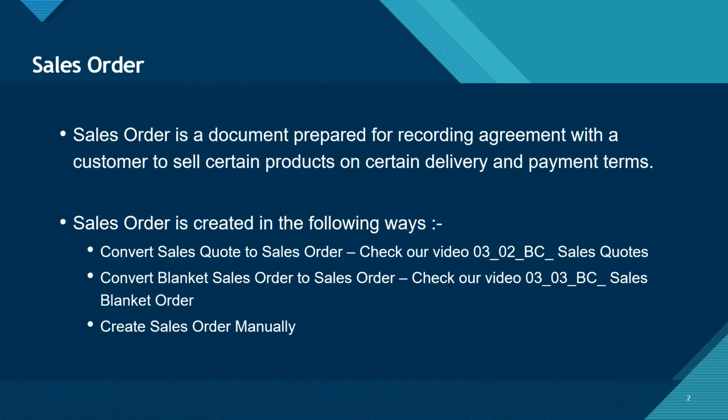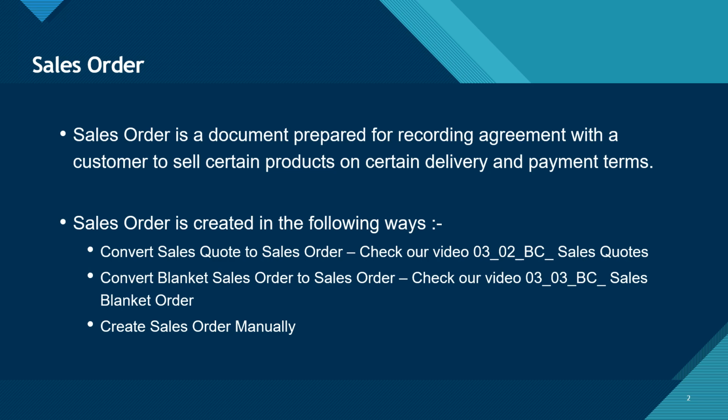Before understanding the feature, let's understand what is a sales order. In any sales transaction, an agreement is created by both the parties, seller and the customer, which mentions what items to sell in what quantities on which date. Sales order is the same document in Business Central which is used for recording this agreement.